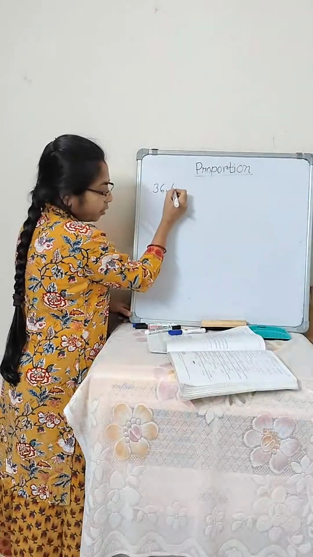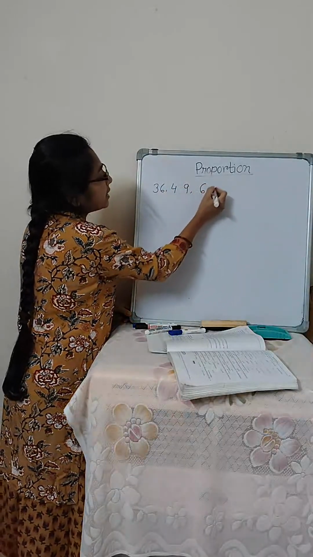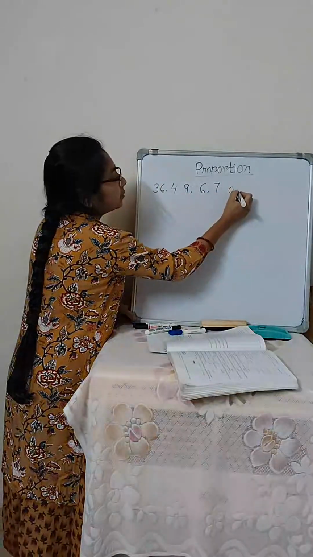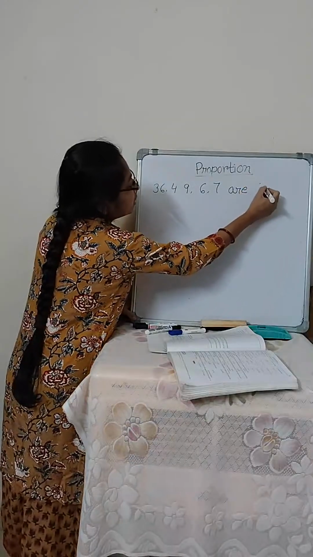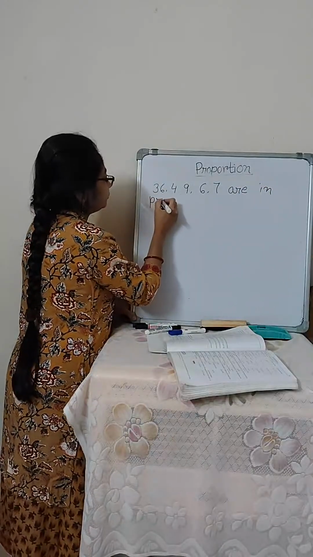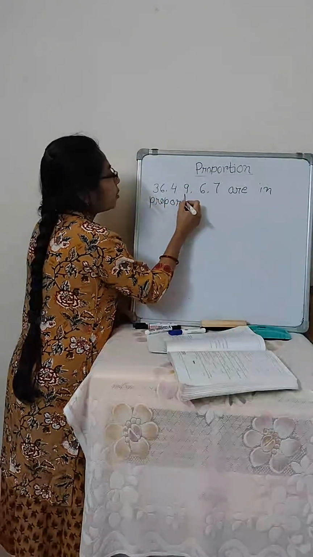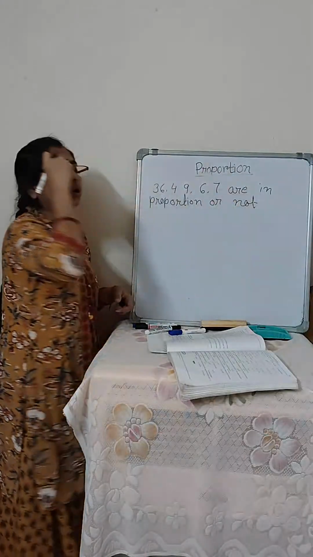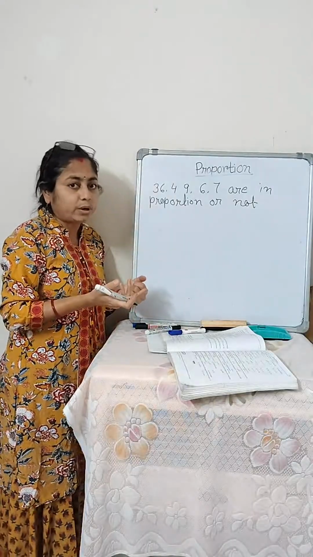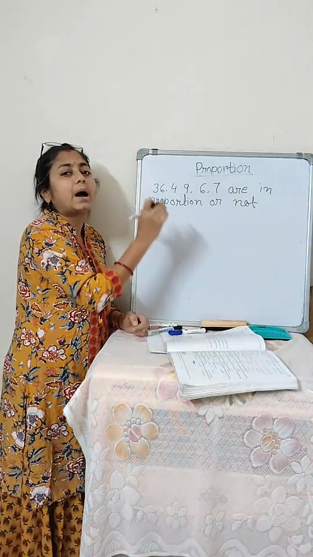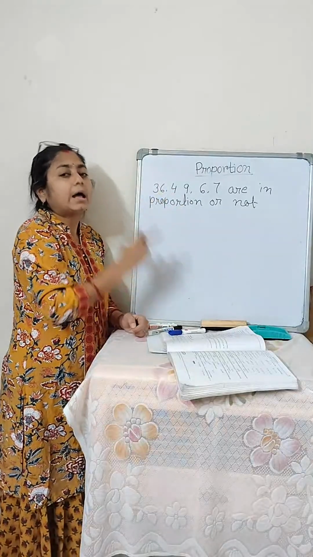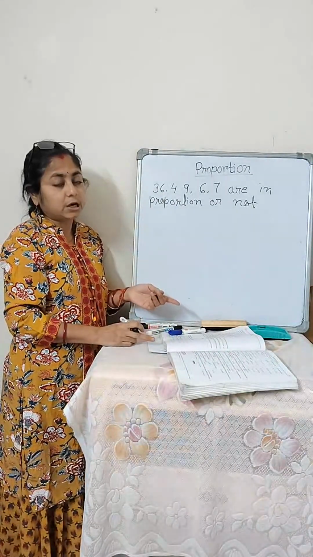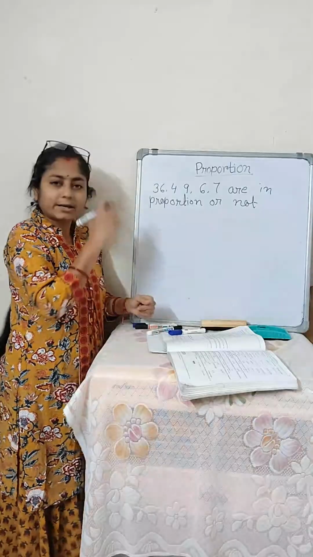36, 49, 6 and 7. Are 36, 49, 6 and 7 in proportion or not? What is the rule? Here the same rule is applicable. The extreme part multiplication result and the mean part multiplication result are the same. If they are the same, then it is a proportion. If not the same, it is not a proportion. So I start to do it.